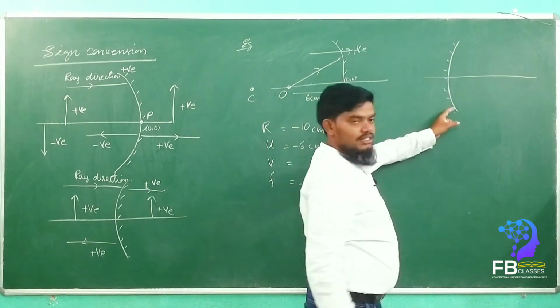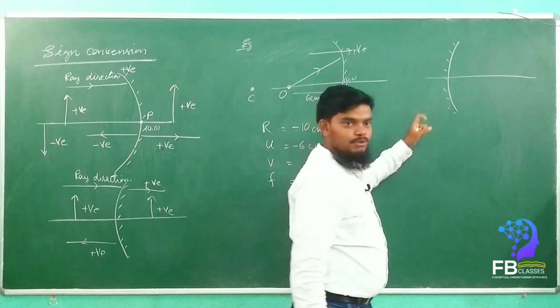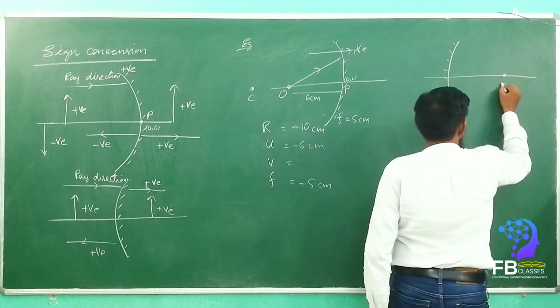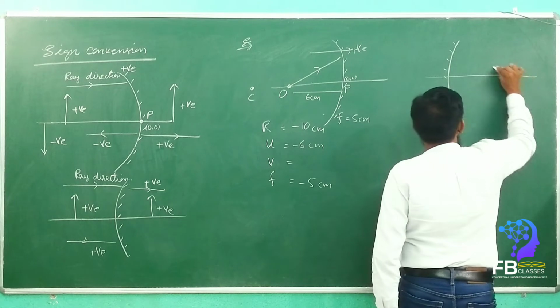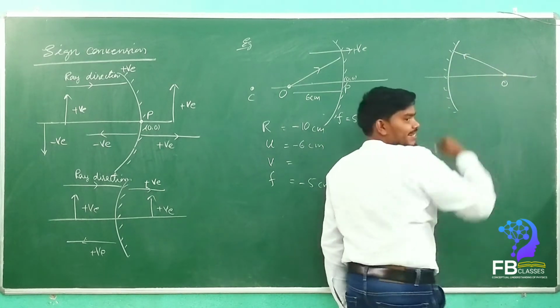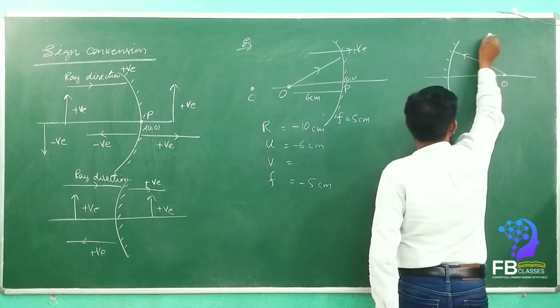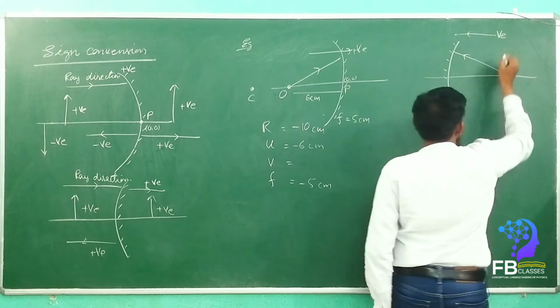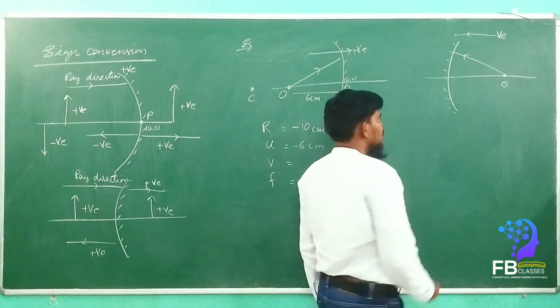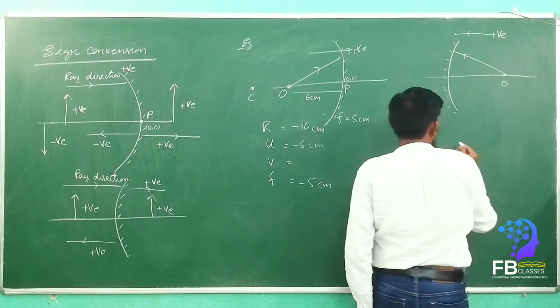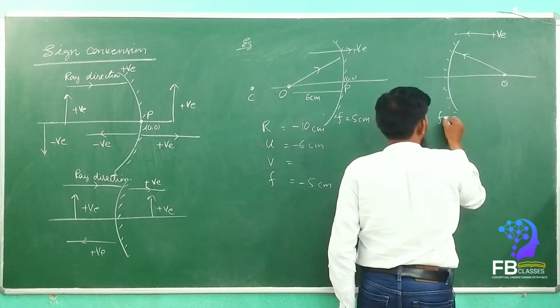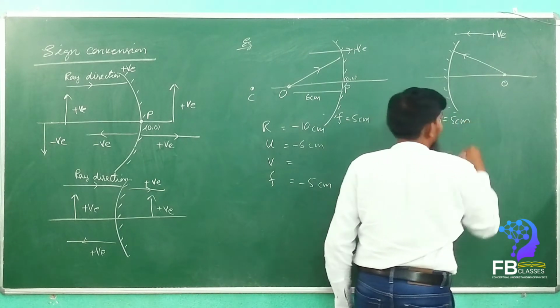See here, this is also a concave mirror. Now the object is placed here, and this is the ray direction, the useful ray direction. This direction we can consider as the positive direction. Are you getting my point? So now, if it is in the positive direction, then F is equal to 5.